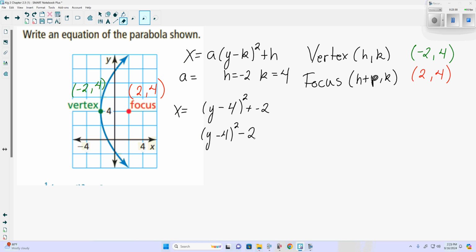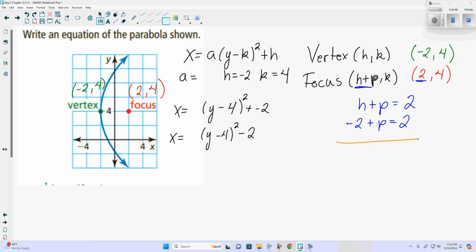Now the only thing we're missing is what? A. And to find A, we need to find P. Our P is in the focus. H plus P is equal to what? 2. Because that's what they tell us. So the focus is 2, 4. H plus P is 2. But what is H? Negative 2. So we're saying negative 2 plus P is equal to 2.